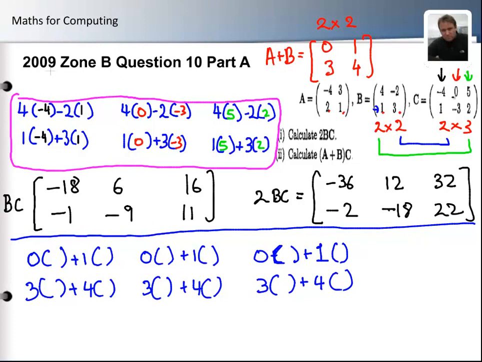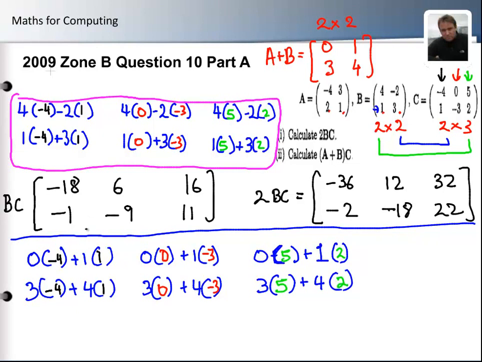What we have to do is put in the values from C again. So minus 4 and 1, minus 4 and 1. The second column was 0, minus 3, 0, minus 3. And the last column was 5 and 2. So 5, 2, 5, and 2.